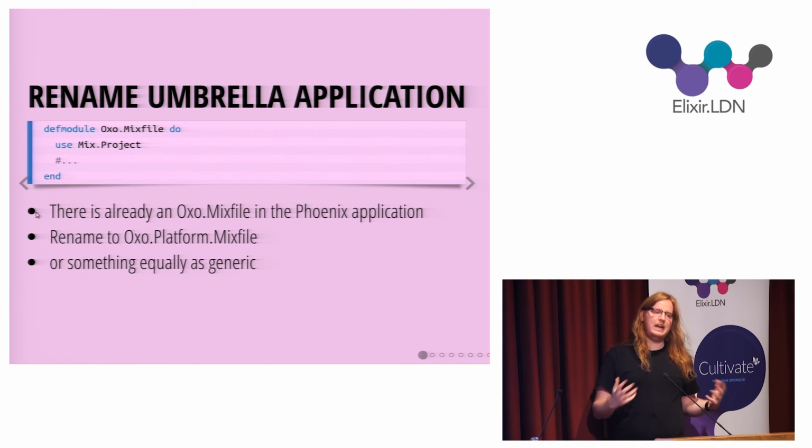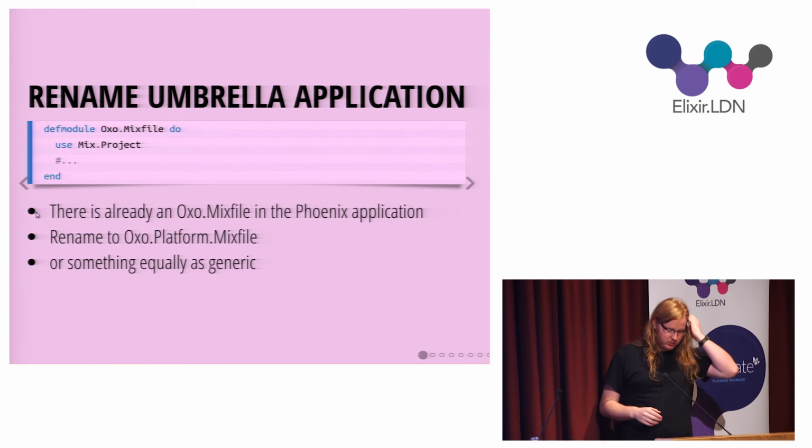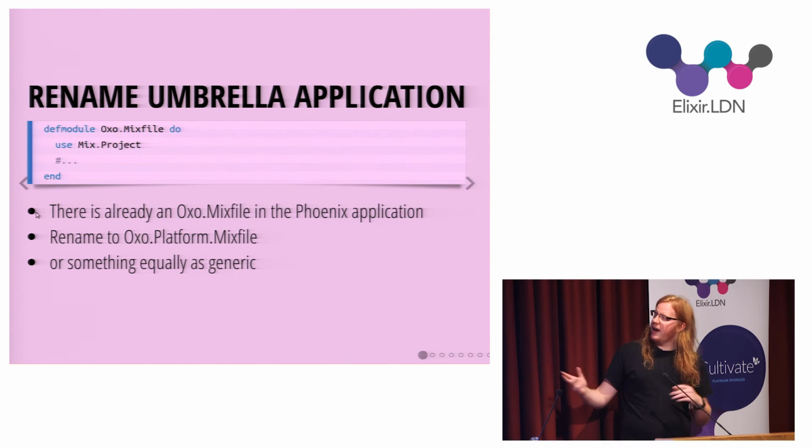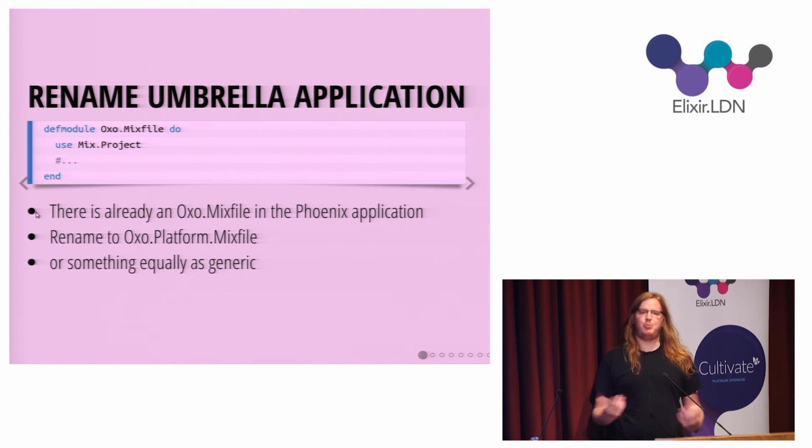And then we want to rename. We already have this mix file. Because our application is called oxo, we've got this oxo.mix file. And if we go ahead and do this and then try and import it, we'll get a name collision because we'll have 2 files with the same mix file. So I usually rename this like .platform.mix file or .umbrella.mix file, something generic that represents what it's doing.